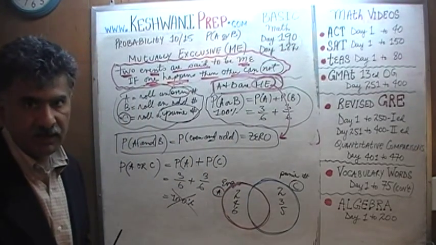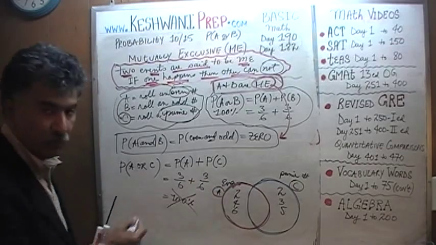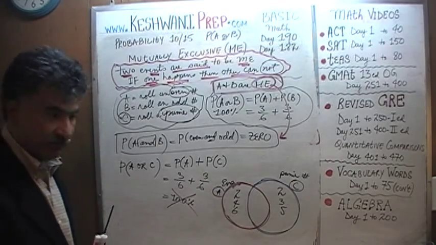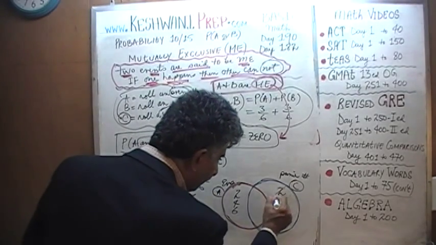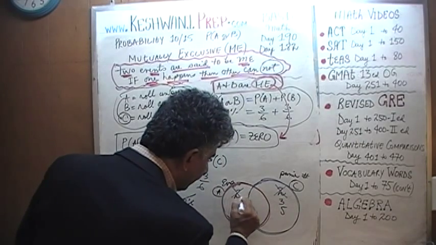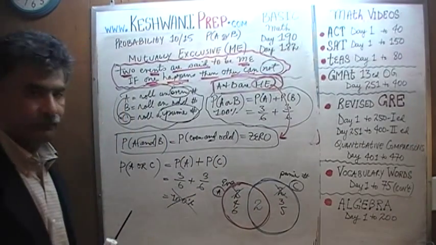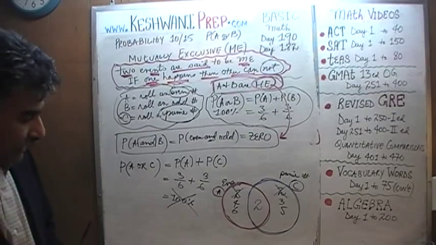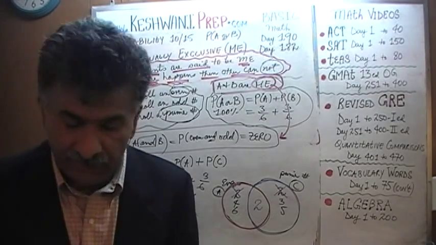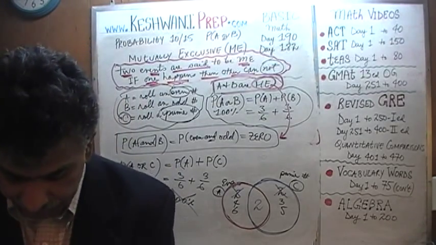Overlapping area tells us that there is something in common. Something appears in both of those lists. And something that appears in both of those lists is this: 2 is a prime number and 2 is an even number. That should belong here. That 2 has been double counted.